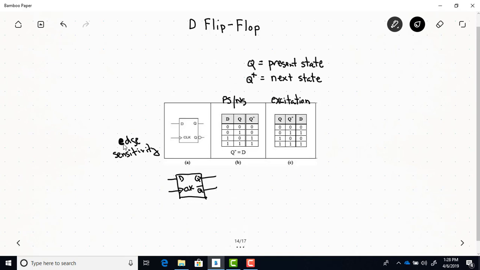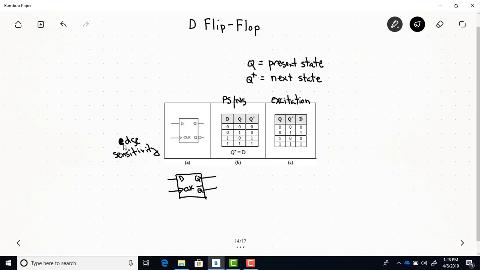And you see the excitation table gives the same information. You can see the columns are put in a different order. The way you would read an excitation table is, well, if my present state of Q is 0 and I want my next state of Q to be 0, well, I've got to make the D input 0. That's how you read this table. You just look here to see, in order to get this change to happen between present state Q and next state Q, what the D input would have to equal.